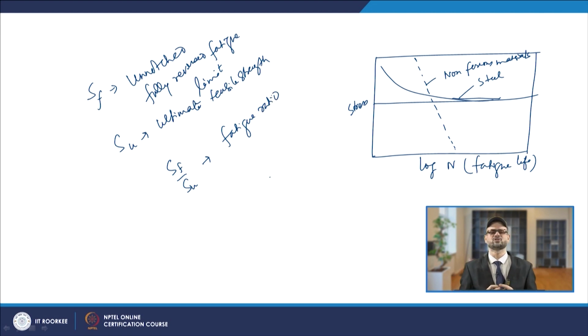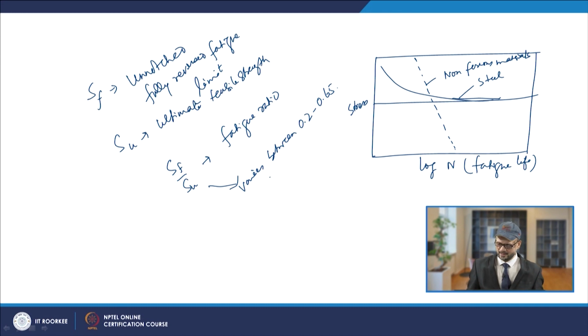Now most of the data which is found, suppose for any material you can have the data for the SF and also for SU, and when you calculate this ratio, it is known as the fatigue ratio. In most cases this varies between 0.2 to 0.65. Normally the general tendency is that SF will be increasing linearly with SU, but that is not very much true many times.